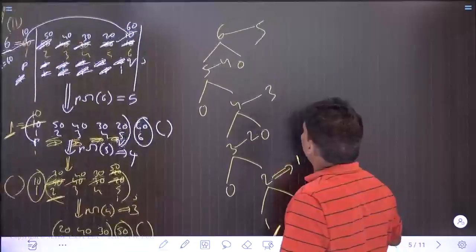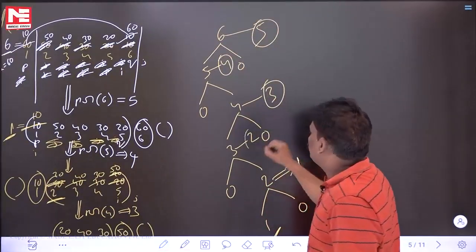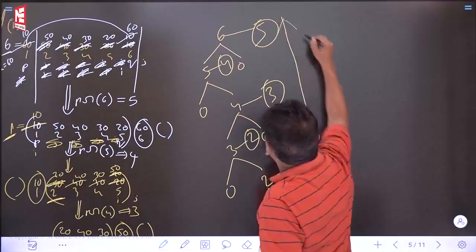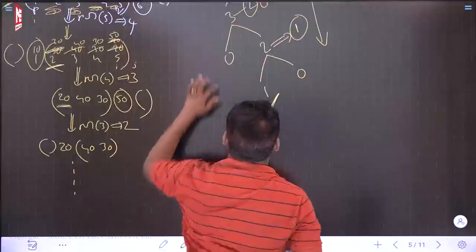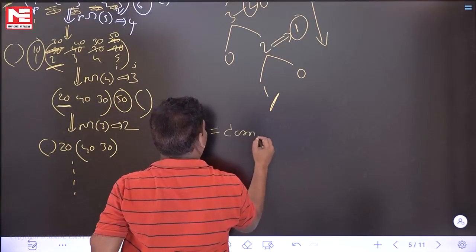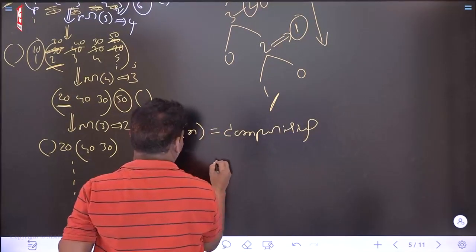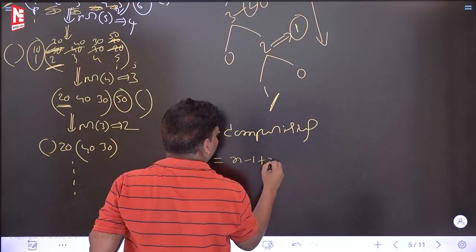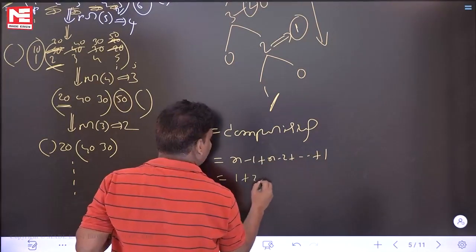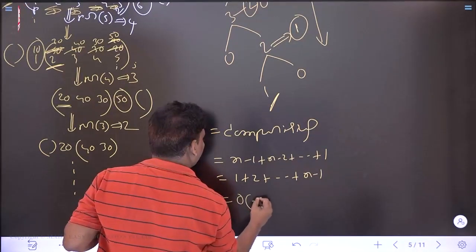If you add all of them, what is the answer? 5 comparisons here, 4 comparisons here, 3 here. Same story. Sum of n minus 1 natural numbers. Same reconciliation, same thing. Tn is equal to comparisons. Right? Finally, it will go to n minus 1 plus n minus 2 plus and so on, 1, which is the sum of n minus 1 natural numbers. Big O of n square. This is also n square.